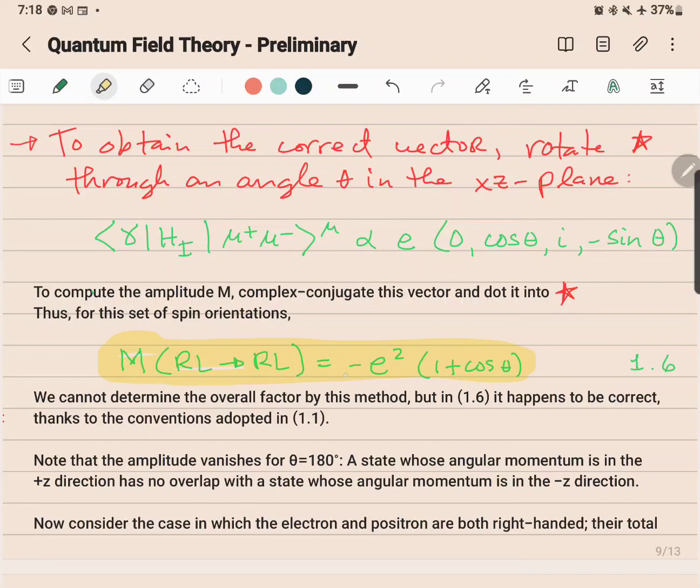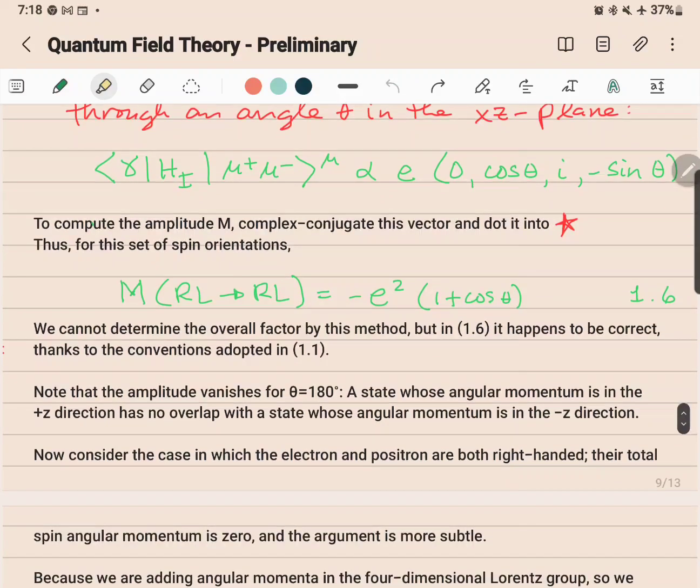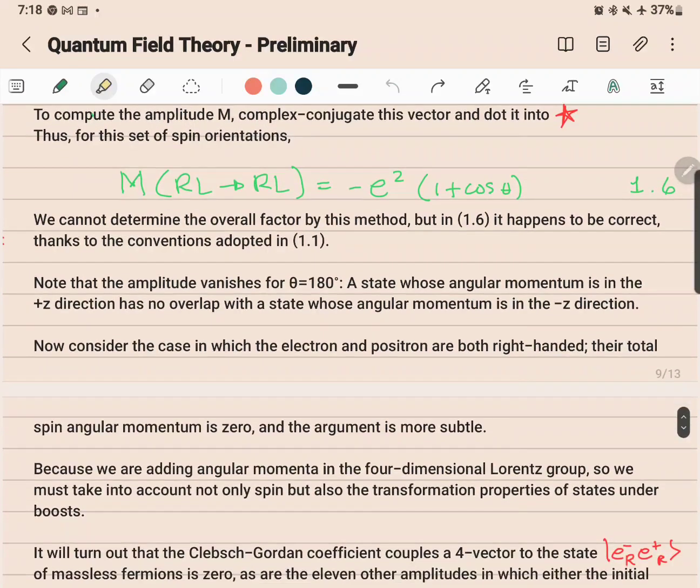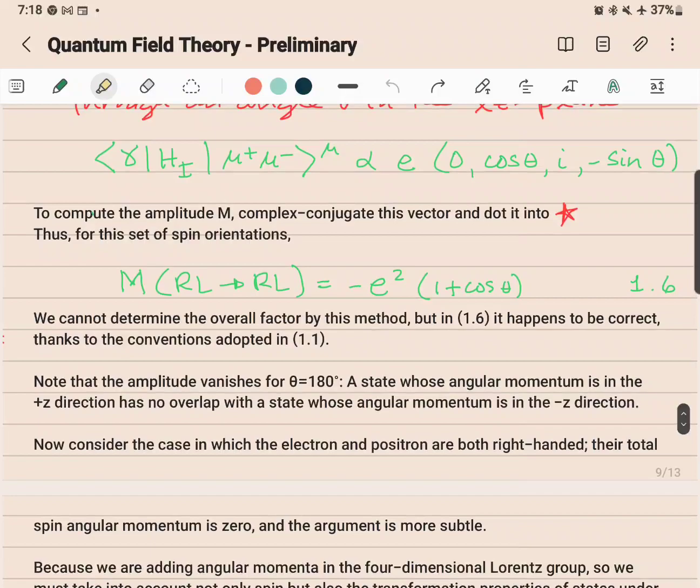So the negative sign here is because you have a particle and antiparticle with opposite charge. So if you multiply them, that gives you negative. By the way, if you consider that theta is 180 degrees, then the amplitude would be 0.